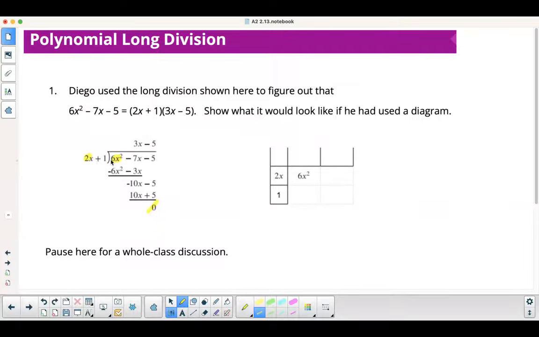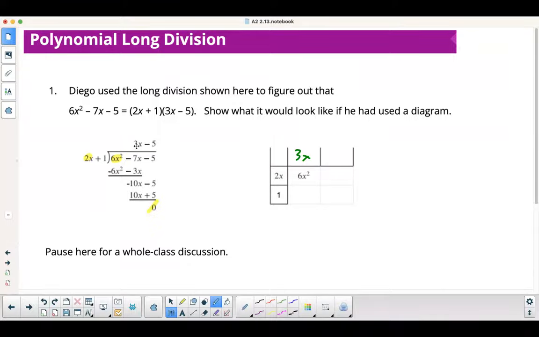So you say, 2x times what gives me 6x squared? And the answer is 3x. Kind of just like you do here. 2x times what gives you 6x squared? Just like right here. So obviously the answer to that is, on the box, you'd say 3x, kind of like you put here.